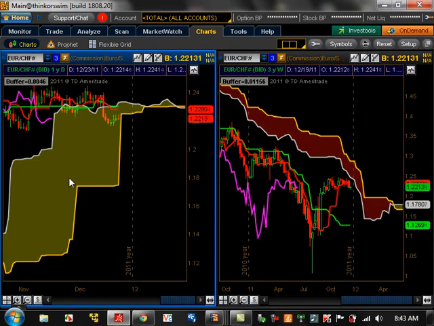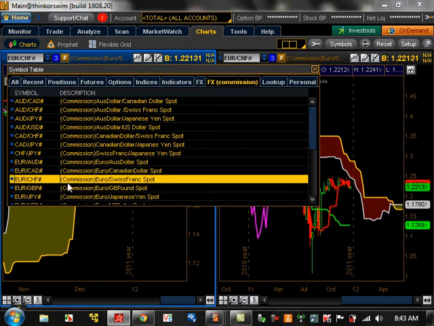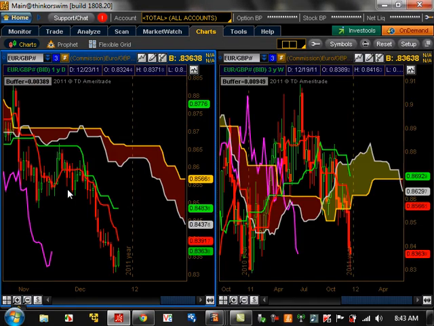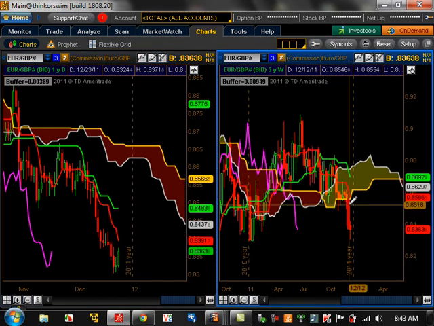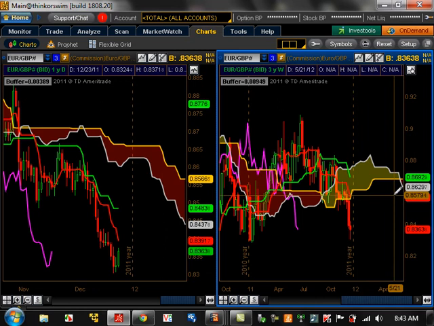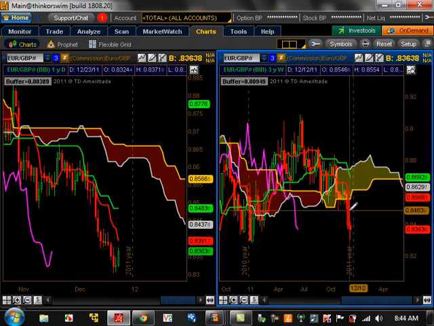Euro Swissy. Really nothing going on there, so nothing to even discuss on that one. Euro Pound. If you look at Euro Pound, look at this big movement over here 2 weeks ago, where basically the pound got stronger against the euro. It basically started a sentiment really strong to the bearish side.